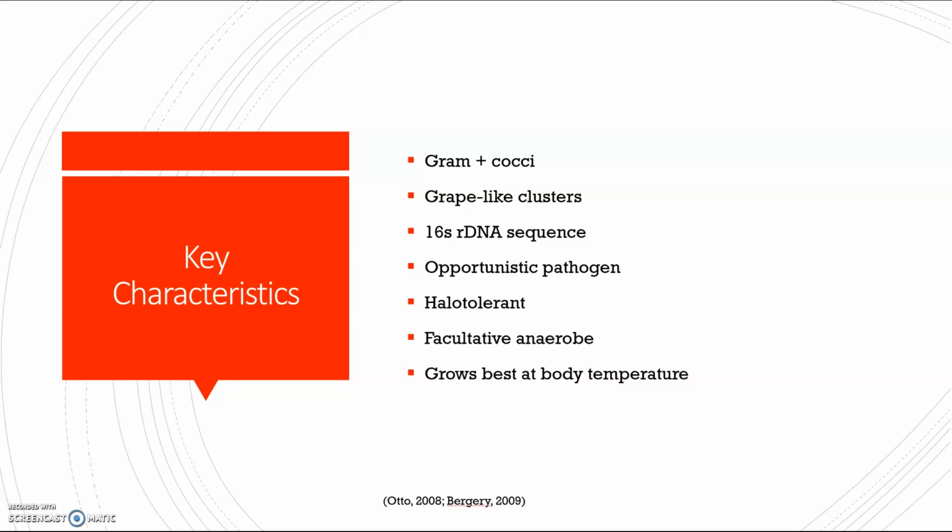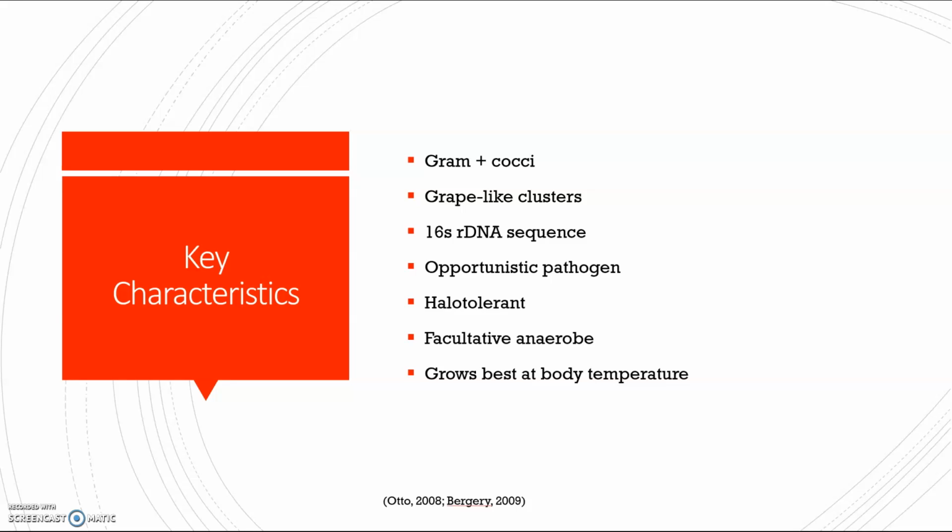Some key characteristics. It is a gram-positive cocci that form in grape-like clusters. And the key requirement for it to be part of the Staphylococcaceae family is the 16S rDNA sequence. It is an opportunistic pathogen, meaning that it can occur normally in our normal microflora, but as it finds an opportunity, such as broken skin, it will take that opportunity and find its way in and become pathogenic.